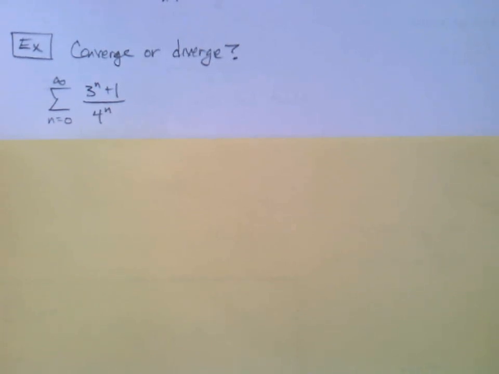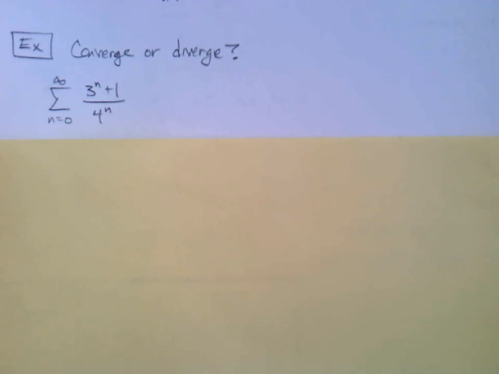We got a good one. The sum from n equals 0 to infinity of (3 to the n plus 1) over 4 to the n. Okay, this is a nice one. It's even going to fall back on some of the, any comparison test uses a prior test as well.